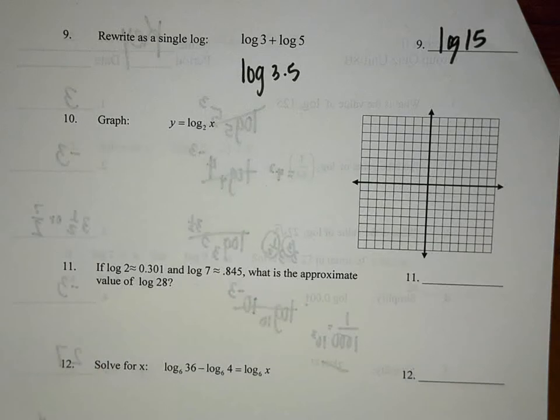Okay, number 10, they want you to graph it. Before you graph, it's always easiest to change this into exponential form. How does this change into exponential form?